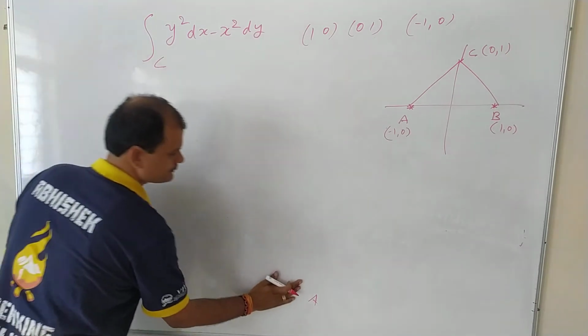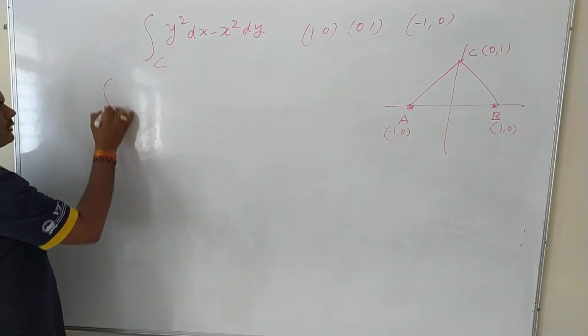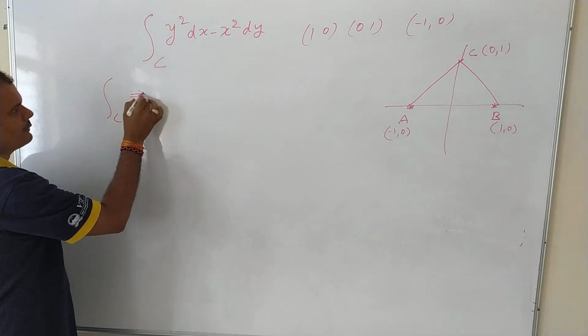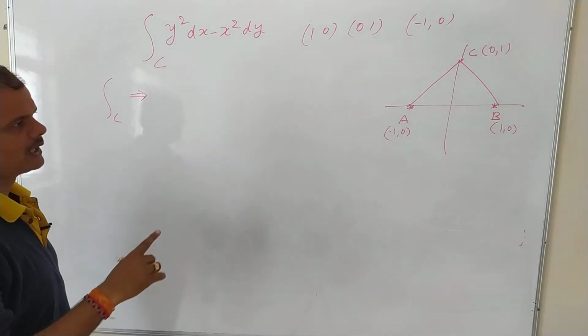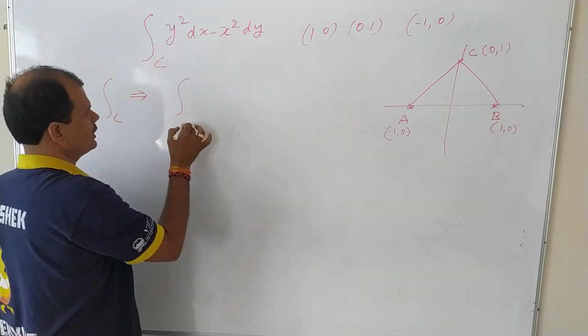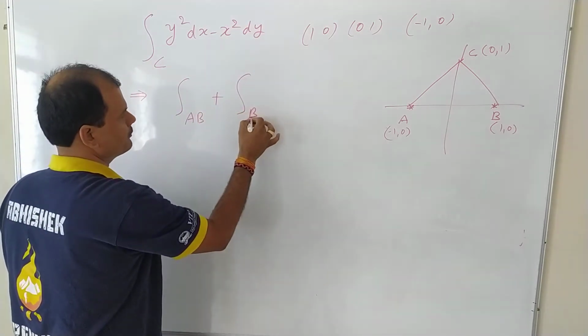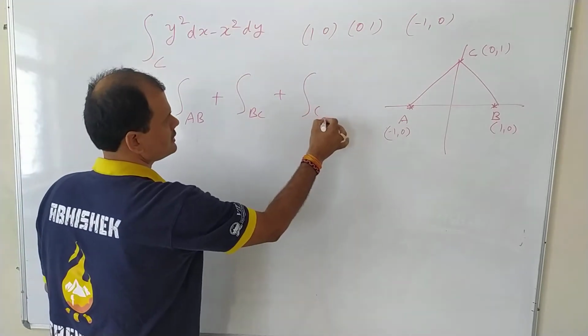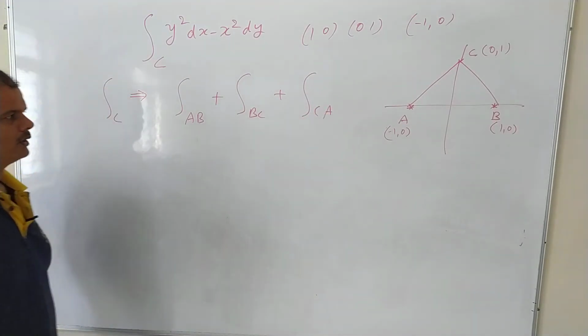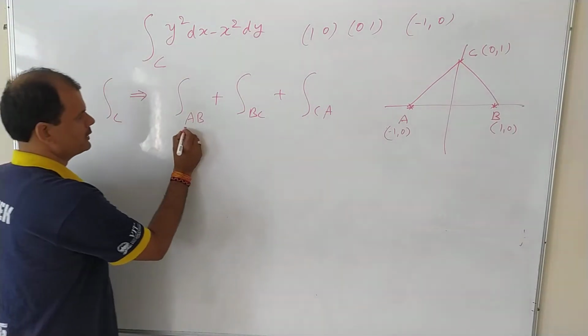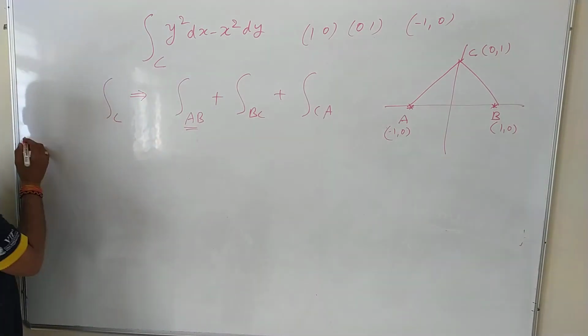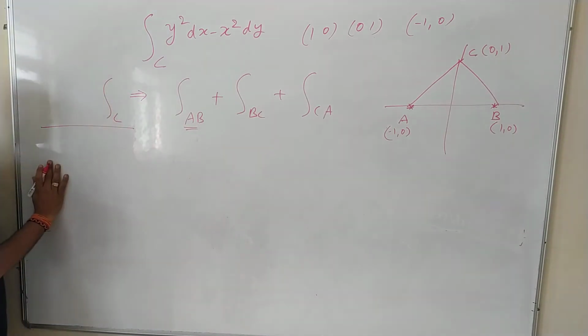So this line integral will be the sum of integrals along three lines. So it will be integral along AB plus BC plus CA. Fine. Okay. So we'll see one by one. So I'll tell you how to write the parametric equation.